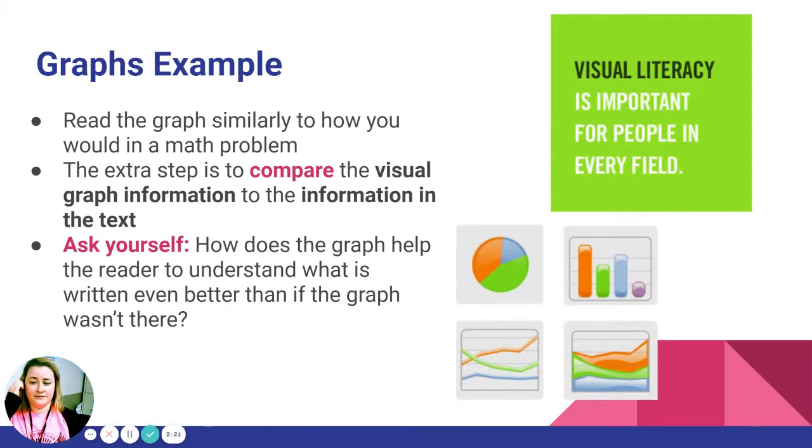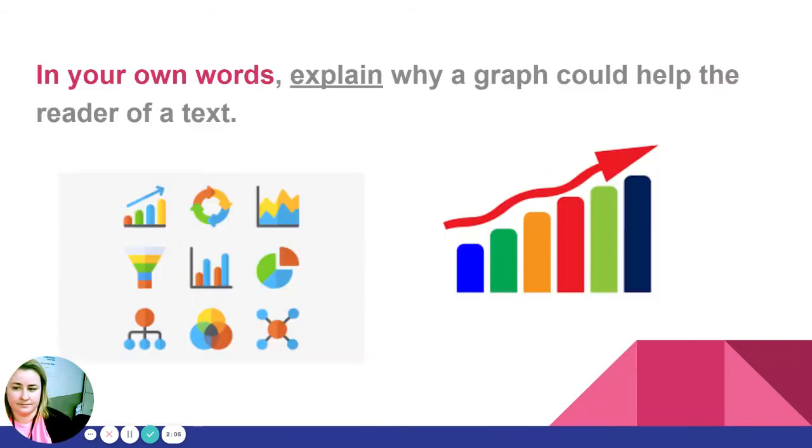So ask yourself, how does the graph help the reader to understand what is written even better than if the graph wasn't there? How is that graph enhancing the information in the text? How are you gaining more than if the image wasn't there? Take a second, in your own words, to explain why a graph could help the reader of a text. Use what I just told you and now think of your own words to describe how a graph could help you understand a text.